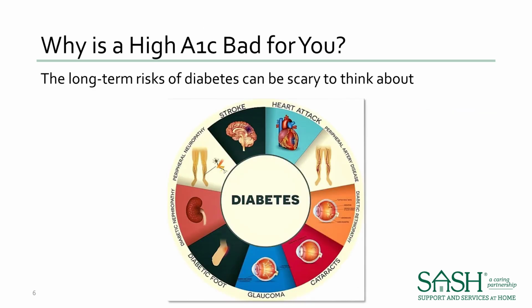So why is a high A1c bad for you? We understand the long-term complications of diabetes are scary to think about, but it's important to understand your risk and what you can do to reduce that so that you don't have to be concerned about things like peripheral artery disease, diabetic retinopathy, which is eye disease, increased risk of cataracts, diabetes foot issues, diabetic nephropathy, which is kidney disease, peripheral neuropathy, which is changes to the nerves, mainly in the extremities, also increasing your risk of stroke and heart attack.